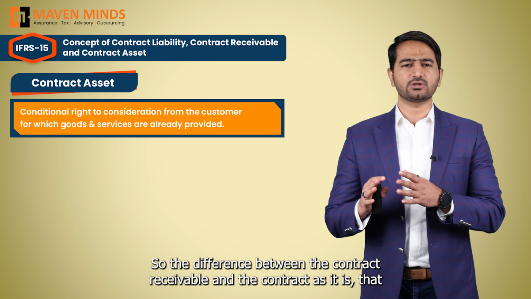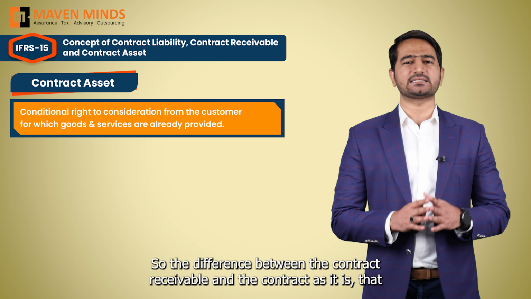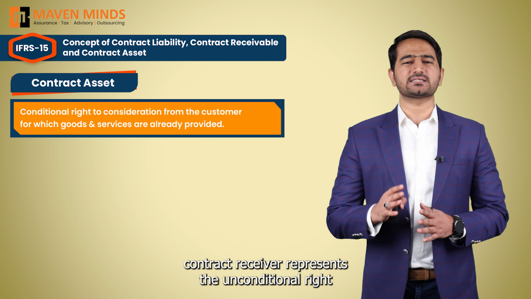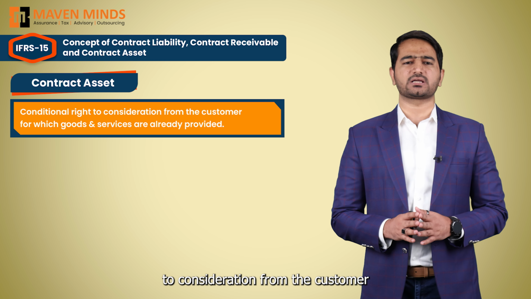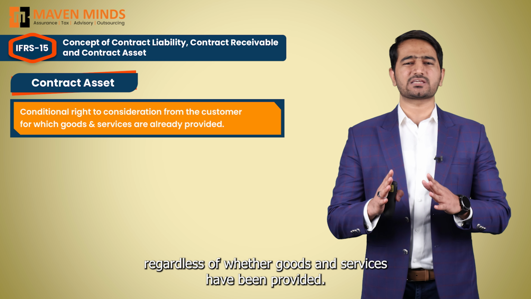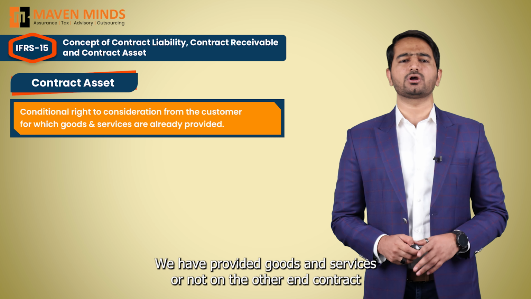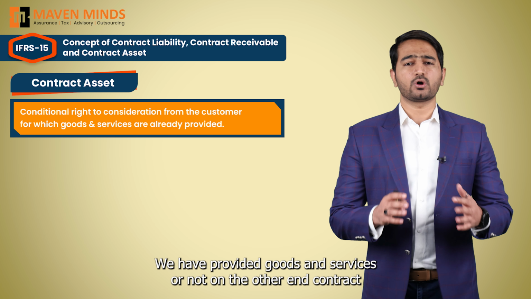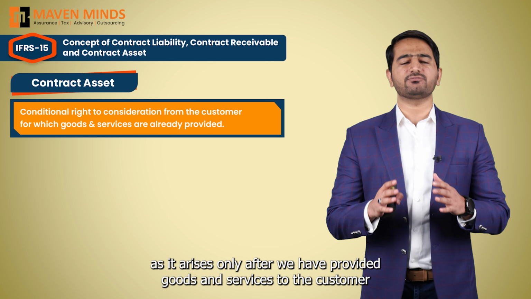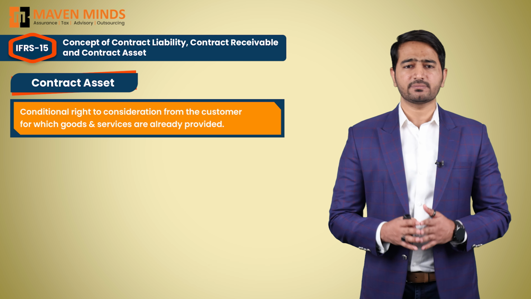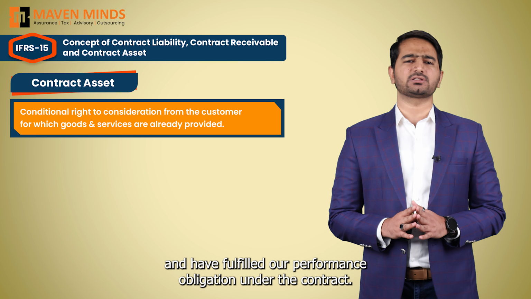So the difference between the contract receivable and the contract asset is that contract receivable represents the unconditional right to consideration from the customer regardless of whether goods and services have been provided. It does not matter whether we have provided goods and services or not. On the other hand, contract asset arises only after we have provided goods and services to the customer and have fulfilled our performance obligation under the contract.